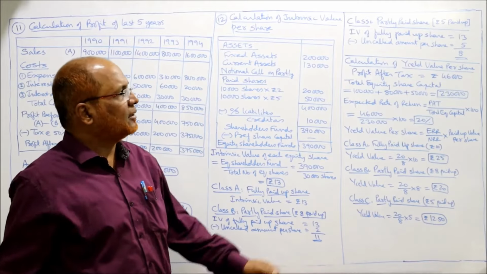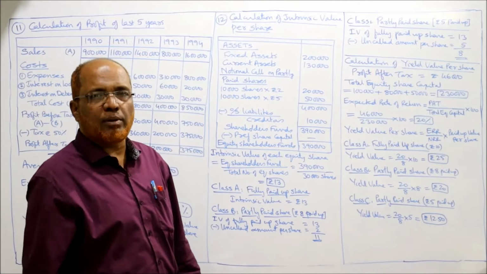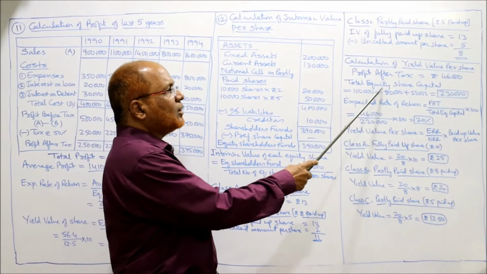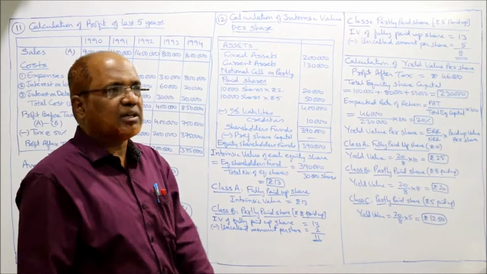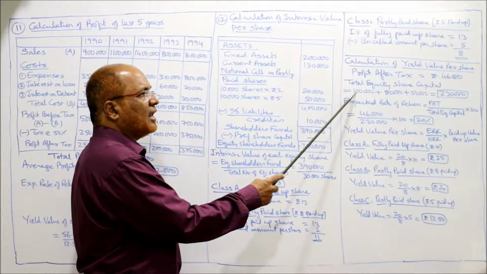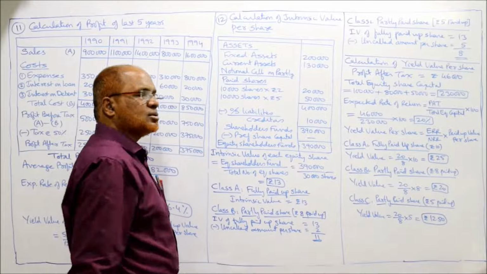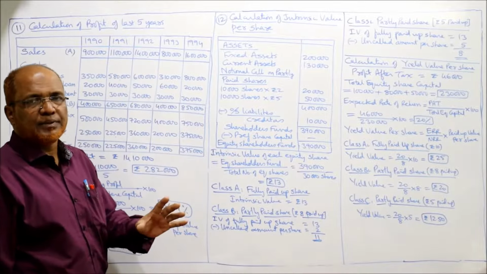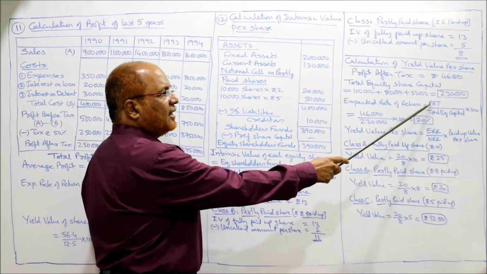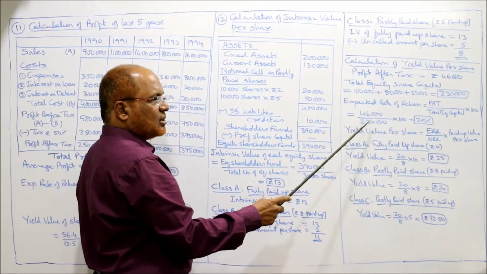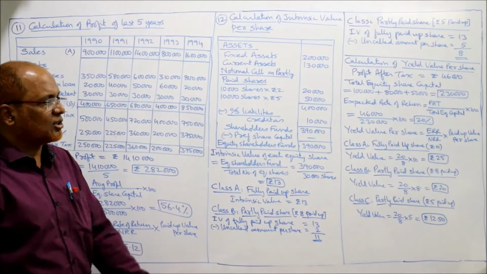Now second yield method. Calculation of yield value per share. Profit after tax 46,000 problem में दे दिया। Then total equity share capital, तो बैलेंस शीट में देखिए A क्लास का equity share capital 1 लाख है, B 80,000 है, C 50,000, total equity share capital 2,30,000. Paid up capital, equity paid up capital 2,30,000. Now expected rate of return is equal to PAT divided by total capital employed. 46,000 divided by 2,30,000 into 100, 20%. We got the expected rate of return 20%.